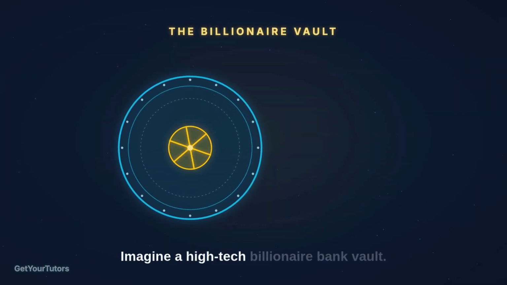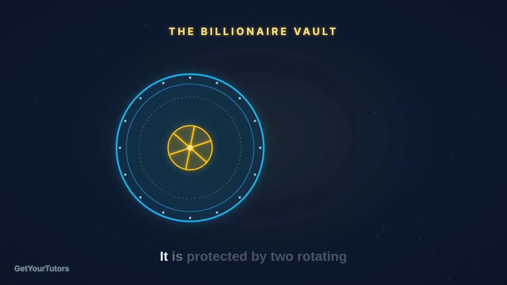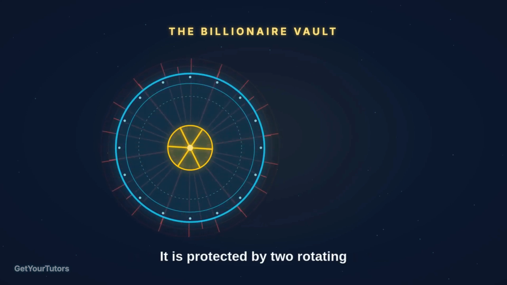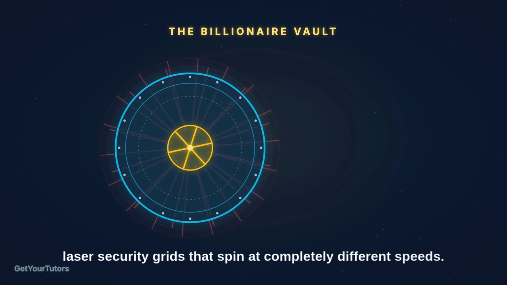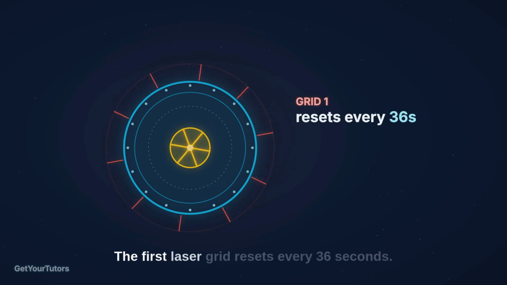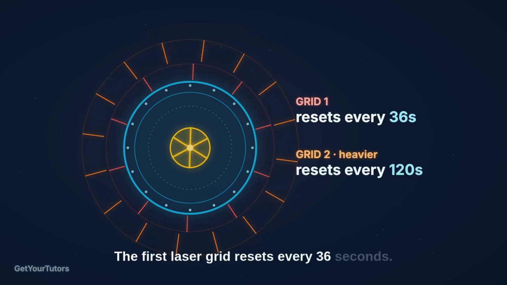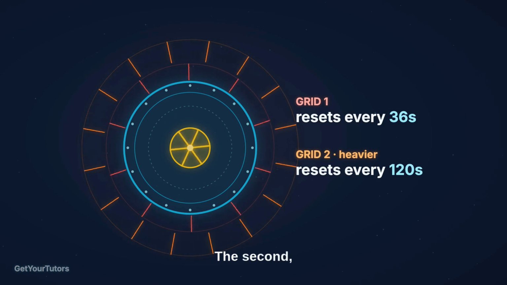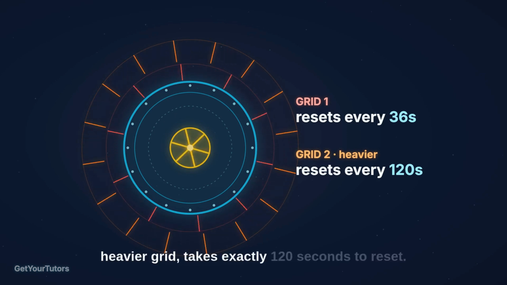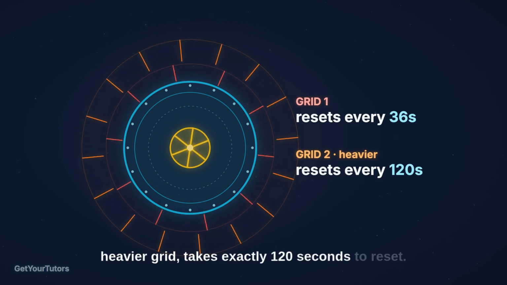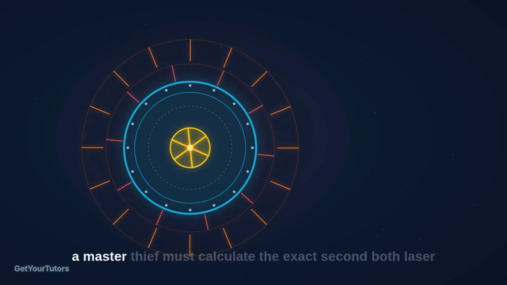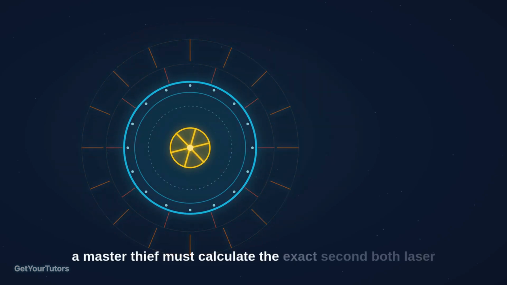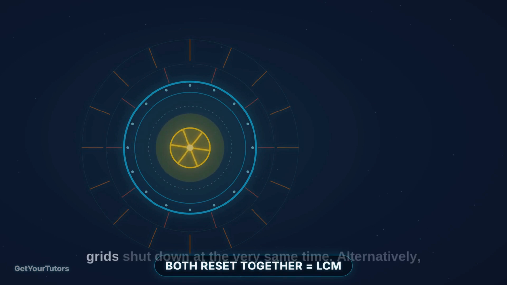Imagine a high-tech Billionaire Bank Vault. It is protected by two rotating laser security grids that spin at completely different speeds. The first laser grid resets every 36 seconds. The second, heavier grid takes exactly 120 seconds to reset. To sneak through, a master thief must calculate the exact second both laser grids shut down at the very same time.